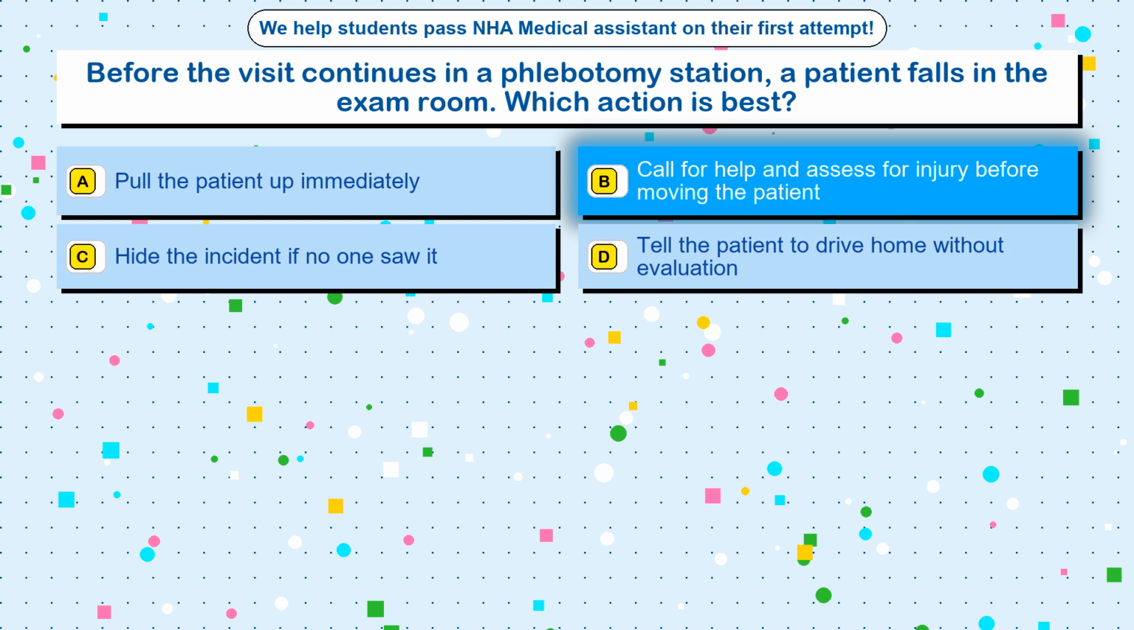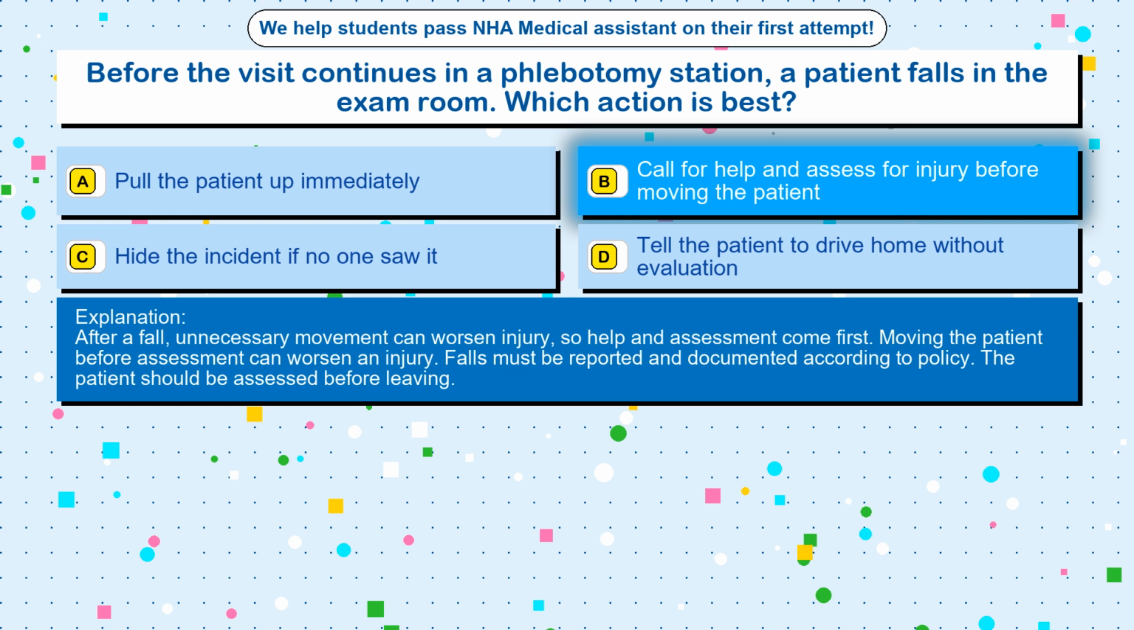Call for help and assess for injury before moving the patient. After a fall, unnecessary movement can worsen injury, so help and assessment come first. Moving the patient before assessment can worsen an injury. Falls must be reported and documented according to policy. The patient should be assessed before leaving.